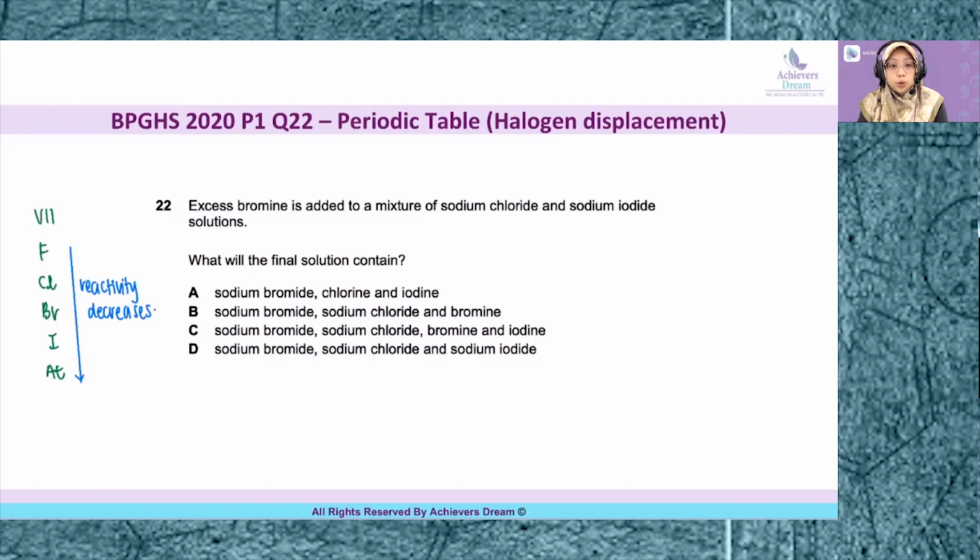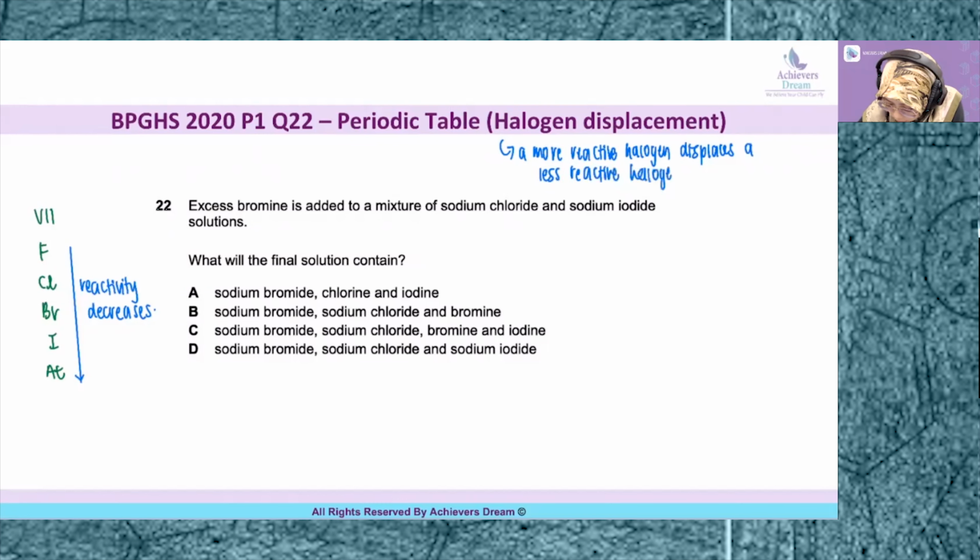Question 22 is testing students on the topic of periodic table, and we are focusing on the concept of halogen displacement reactions. So what is a halogen displacement reaction? This is a reaction where a more reactive halogen displaces a less reactive halogen from its halide solution.